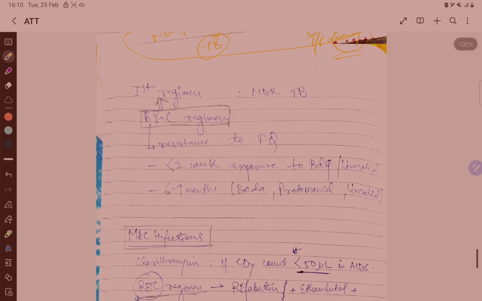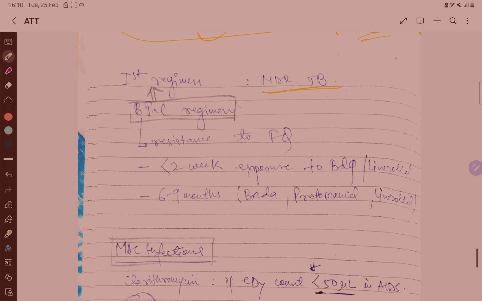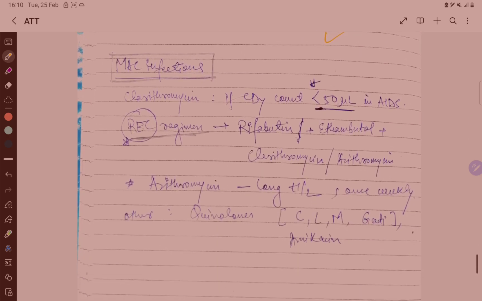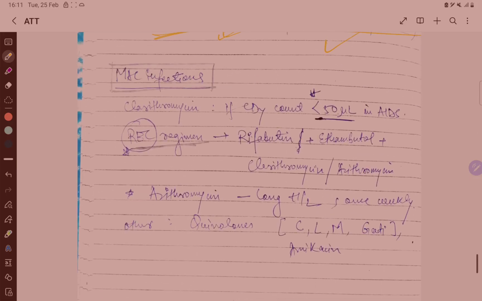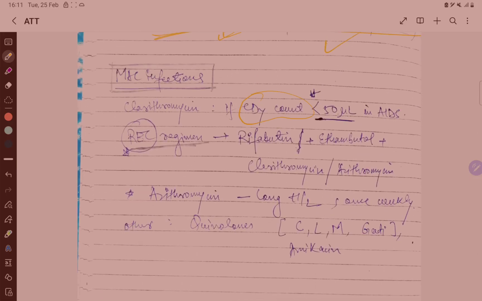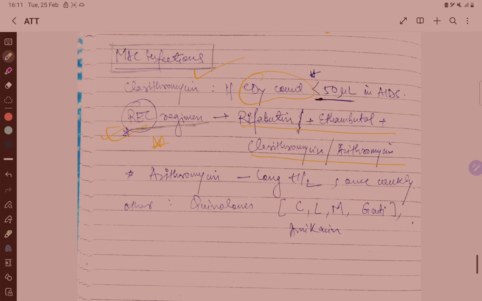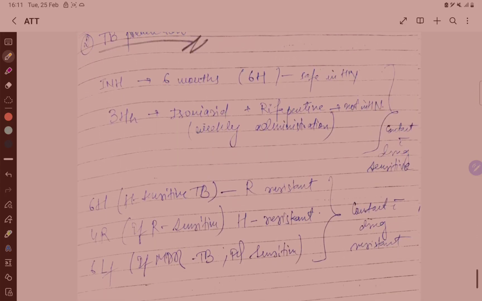So again, the BPAL regimen for MDR TB, suppose there is resistance to fluoroquinolones, we give bedaquiline, linezolid, pretomanid for 6 to 9 months. And there are other MAC infections also, Mycobacterium avium complex. I believe CD4 count was not relevant, but for MAC infection, I think clarithromycin is given. Even the REC regimen is given: rifampicin plus ethambutol plus clarithromycin or azithromycin. But I don't think this is important for now. It will be important when you are doing your PSM and other things, not so much asked right now.